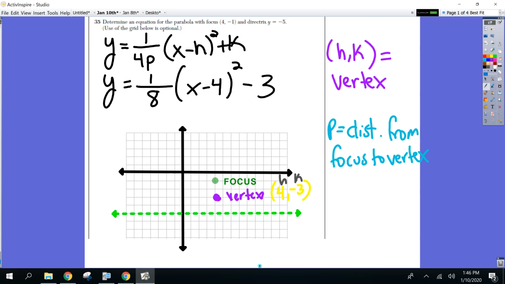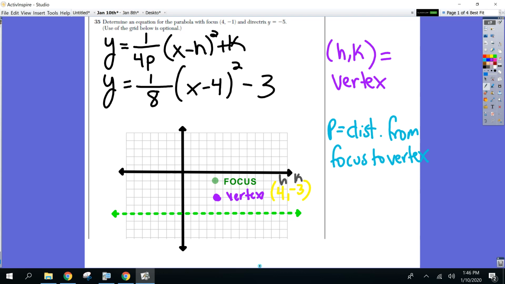One thing you've got to watch out for. Ready? Should I put a negative in front or not? That's the one thing you've got to worry about on your own that won't be provided to you. Should I put a negative in front of the fraction or not? Does anybody remember why I would put a negative in front? Opens down. If the parabola opens down, I would put a negative out in front.